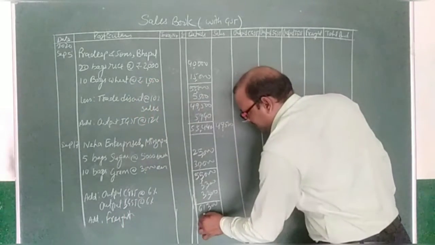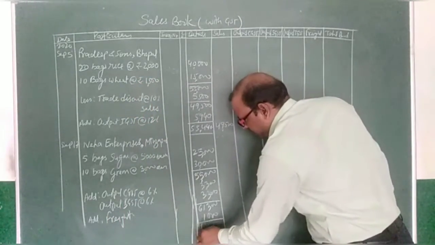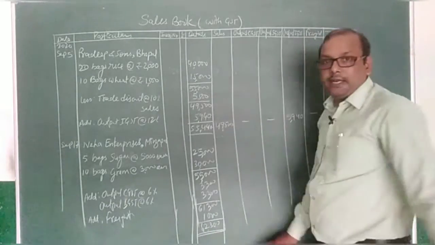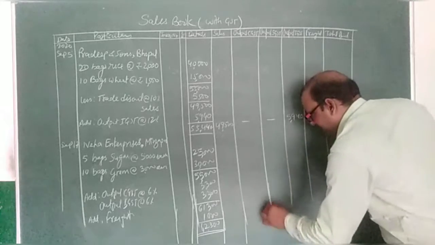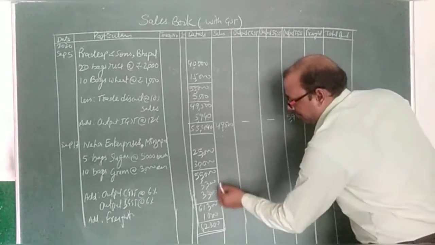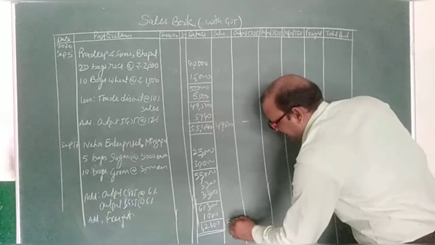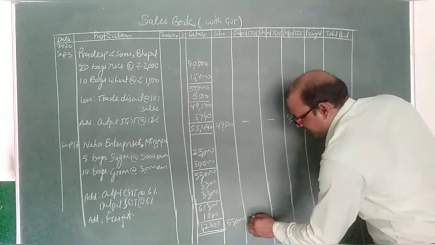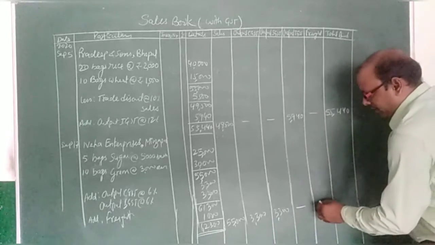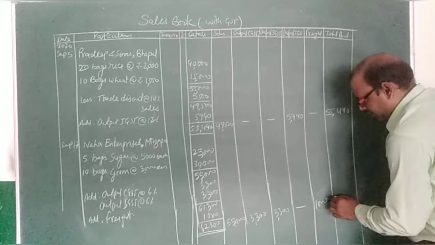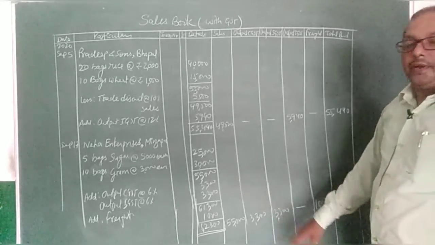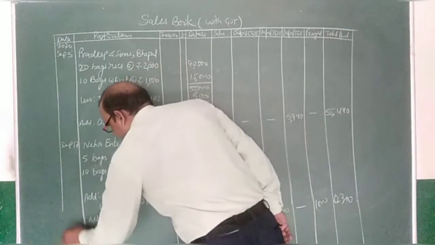Like that, if the amount of freight is given as 1,000, then the total will be 62,300. So it's a total amount and it will be divided again. See, the amount of sale is 55,000, CGST 3,300, SGST 3,300, IGST not given, and freight is 1,000, total 62,300. This is the way to record and prepare the sales book.